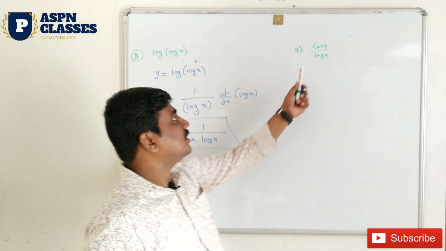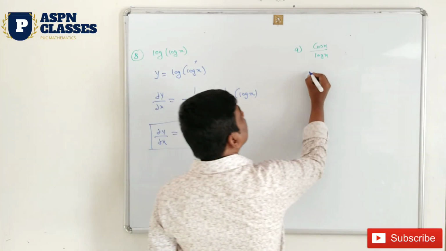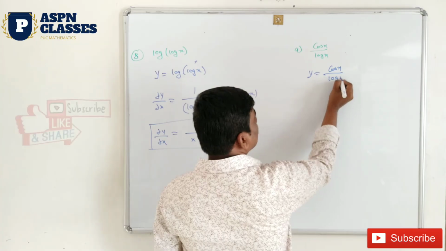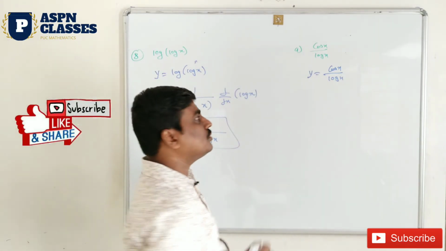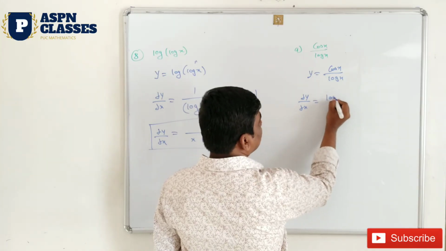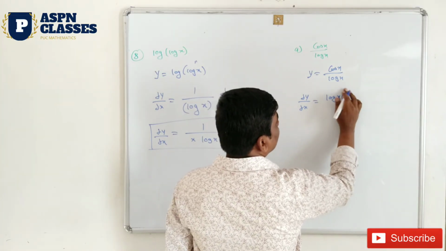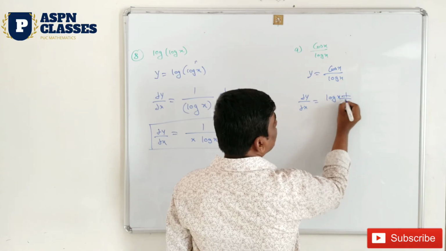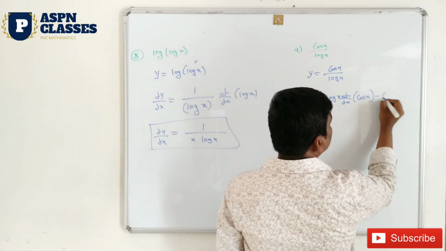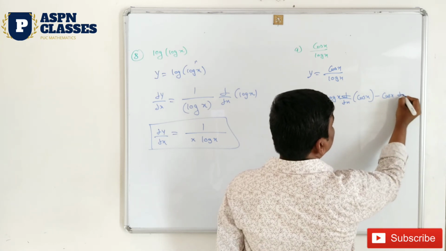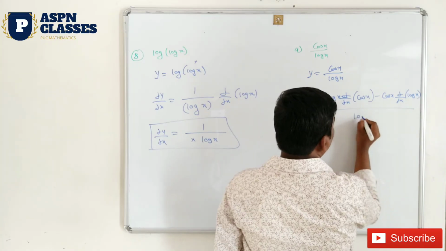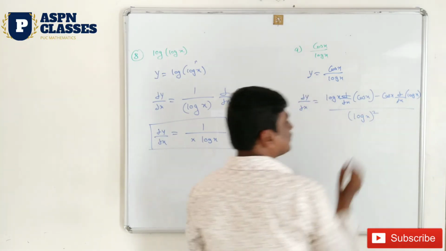Okay. Next, again observe here, 9th example also. What is given here? y is equal to cos x divided by log x. So now I have to apply the u by v formula. What is the u by v formula? dy by dx is equal to v as it is, it means log x as it is, into the differentiation d by dx of cos x, minus v as it is, it means cos x as it is, into d by dx of log x, whole divided by log x whole square.